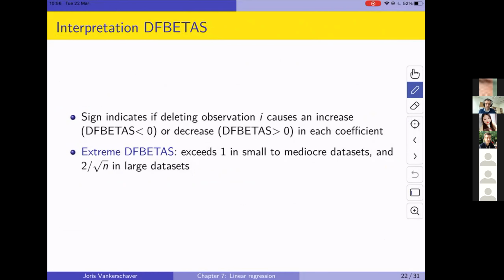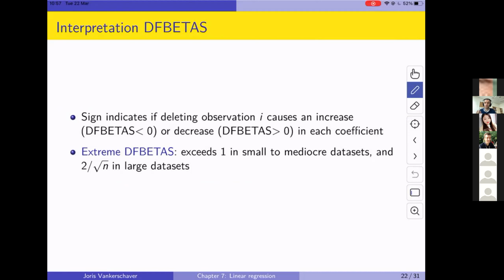And conversely, if df betas is bigger than 0, then the coefficient of the model where we deleted observation i is going to be smaller than the coefficient in the full model. So it causes a decrease in the coefficient. So we can, from the sign, decide, okay, is this going to increase or decrease my coefficient? And that's often useful information.